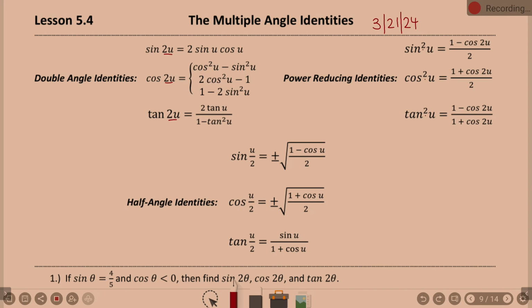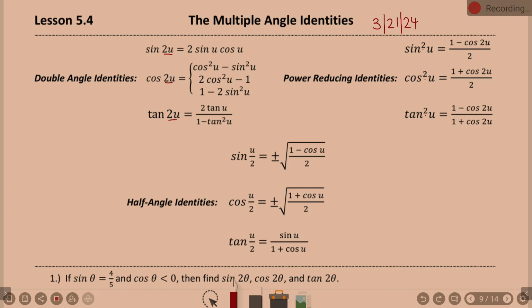Power reducing identities, notice they all have a squared in them. The idea is a power reducing identity gives us another way to write it where we don't have any powers above 1. It does change you to double angles, so 2u's, but it gets rid of the squares. Takes you to all powers of 1, nothing higher.